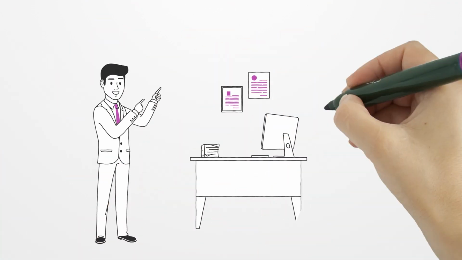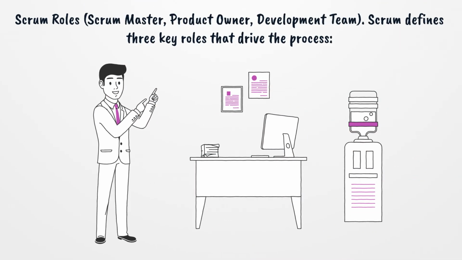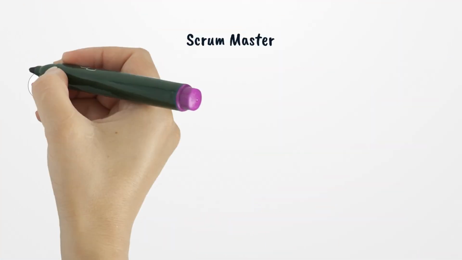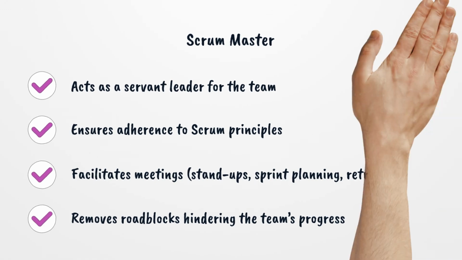Scrum roles, Scrum Master, Product Owner, Development Team. Scrum defines 3 key roles that drive the process. Scrum Master acts as a servant leader for the team. Ensures adherence to Scrum principles. Facilitates meetings, stand-ups, sprint planning, retrospectives. Removes roadblocks hindering the team's progress.